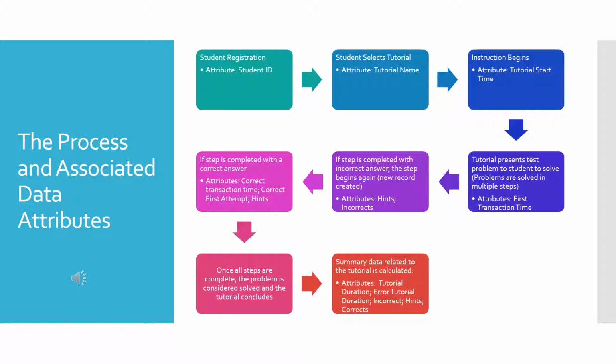At any point during this process, a student may ask for a hint. And so at that point, we also collect the number of hints and the number of incorrects that a student may have collected through the course of going through this process. If the second or third time, or even the fourth time, the student actually solves the step correctly, then we collect the amount of time it took between the first transaction and the time it took for the student to actually provide a correct answer.